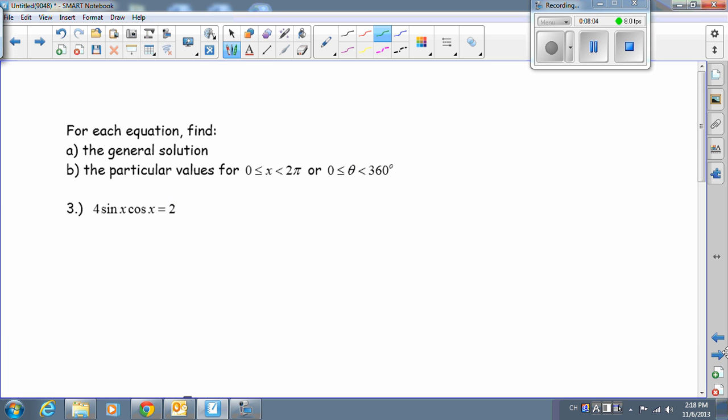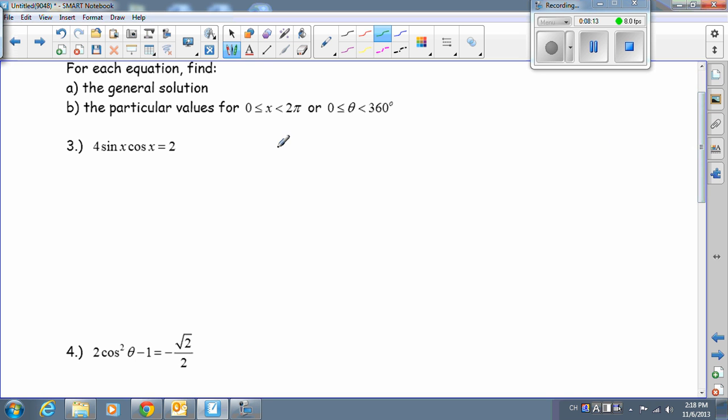All right, on the next page, it says for each equation, find the general solution and particular values of x between 0 and 2 pi or 0 and 360. I have 4 sine x cosine x equals 2. Now, 4 sine x cosine x is the same thing as what? Let's divide first by 2 to get 2 sine x cosine x. That will make it easier. Is equal to 1. And 2 sine x cosine x is actually the sine of 2x.